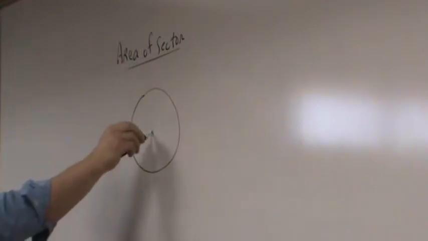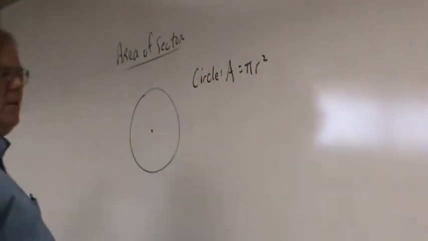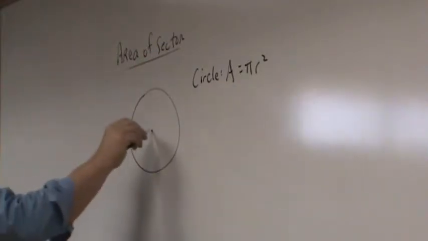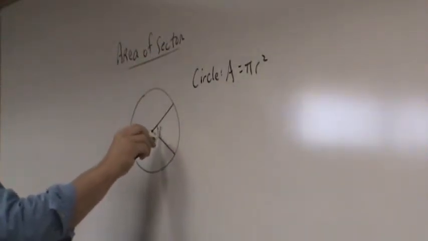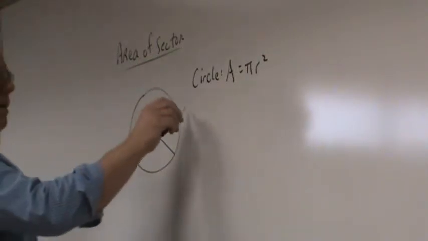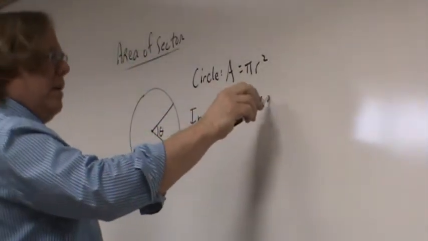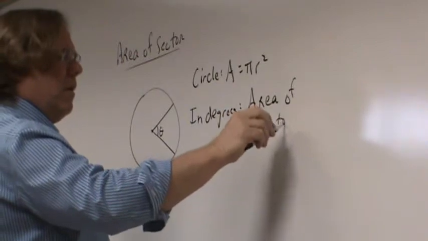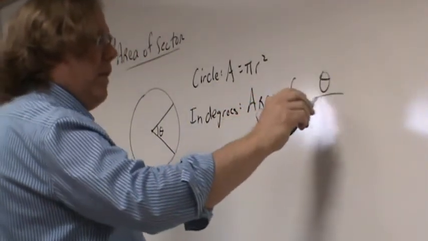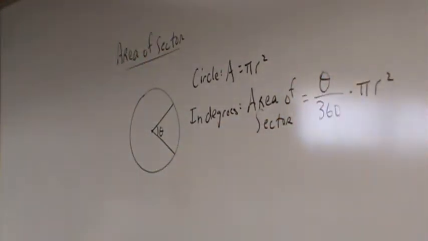This is something you learned about in geometry. You know the area of a circle, right? The area equals pi r squared. And you also learned that if you had a sector, or a pizza slice, of some angle theta, and theta was in degrees, then the area of a sector equals theta divided by 360 times pi r squared. Do you remember learning that?